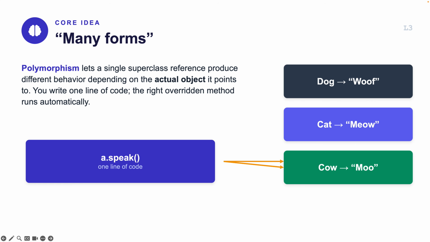That's what makes polymorphism feel kind of magical, actually. Your code stays general and simple while the objects supply the specific behavior. Over the next few slides, we'll see the two ingredients that make this work: method overriding and dynamic dispatch.